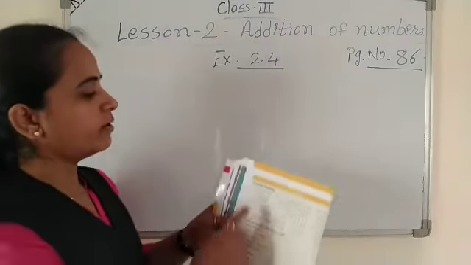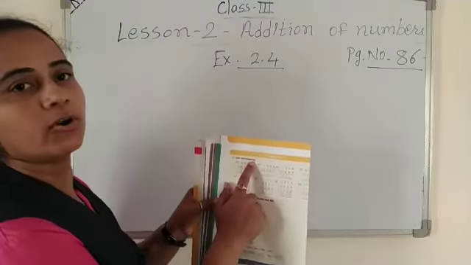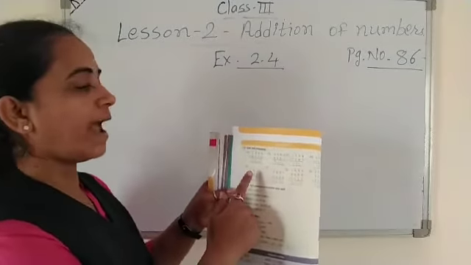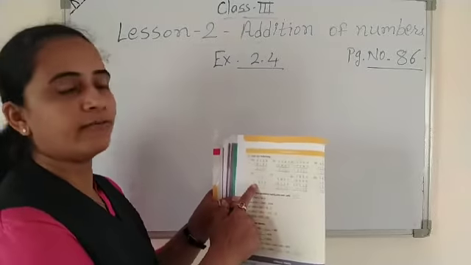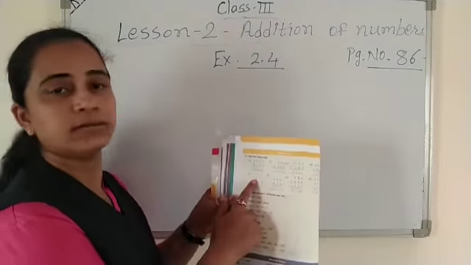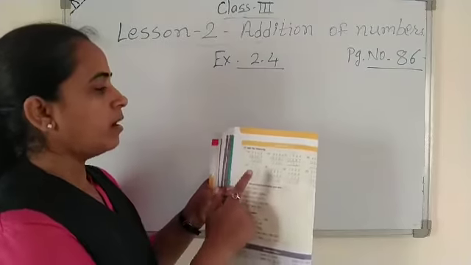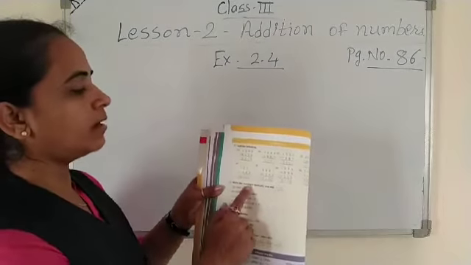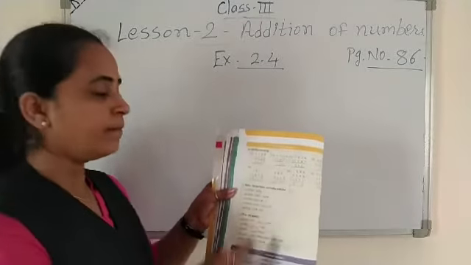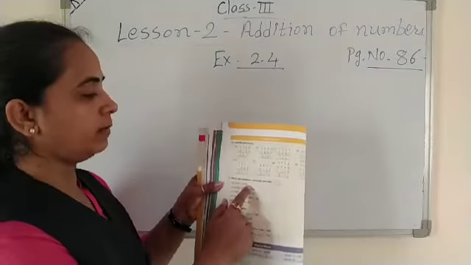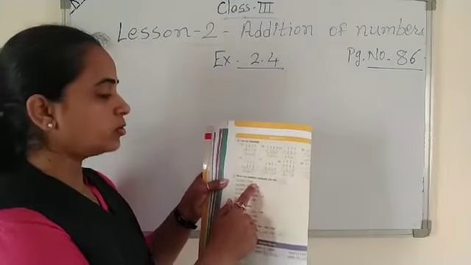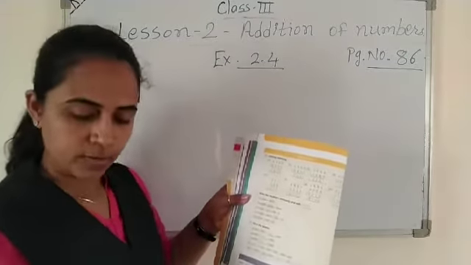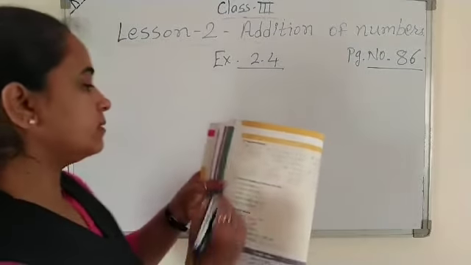Okay. In first question is add the following. So in last video I had explained that add the following, how to add is done. So complete this question 1, and in question 2 write the numbers vertically and add. Here given horizontal numbers, so you can write in your notebook for vertically like this.